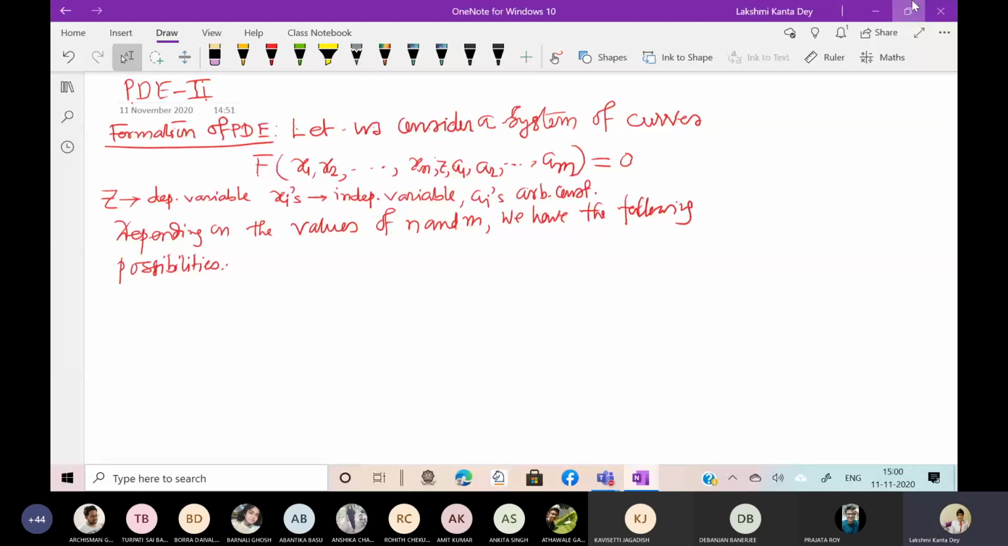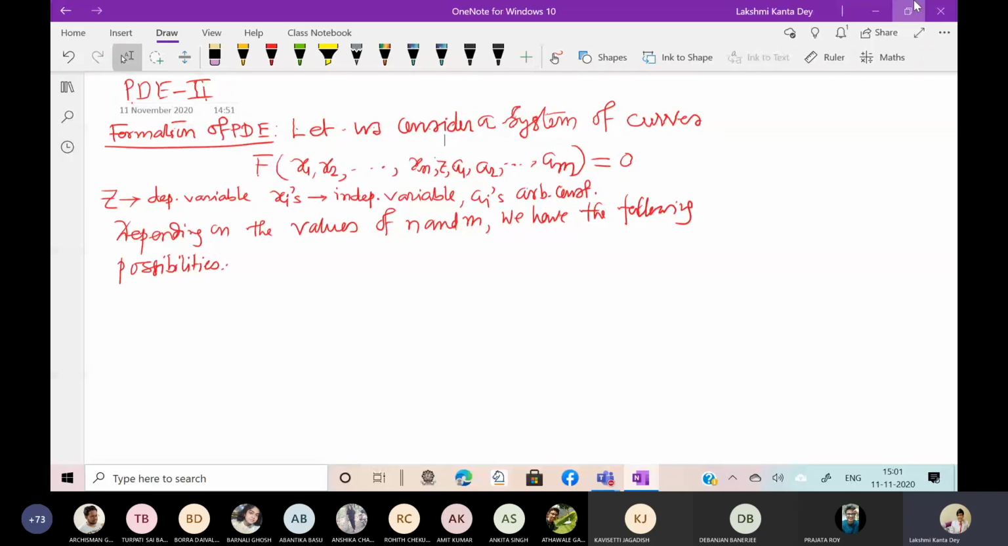Form a partial differential equation from a given system of curves. Broadly there are two types of system of curves. In one type, there are some independent variables, one dependent variable, and some arbitrary constants involved. And there is another, exactly the same, one dependent and more than one independent variable, but instead of arbitrary constants, there may be arbitrary functions. Instead of a1, a2 up there, f1, f2 up to fm.